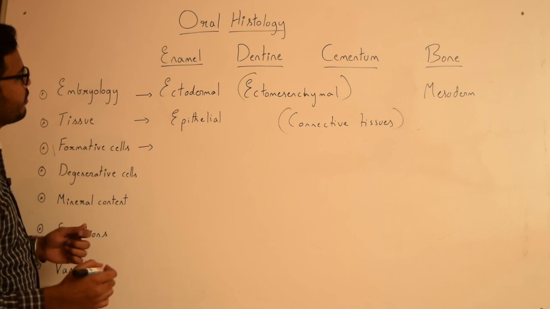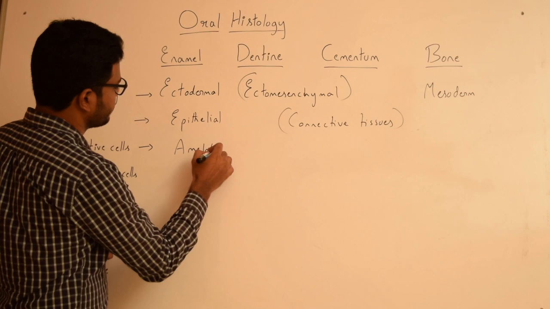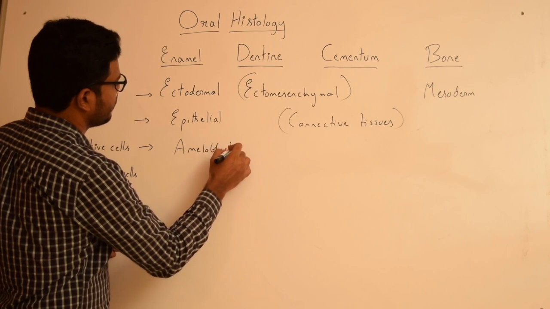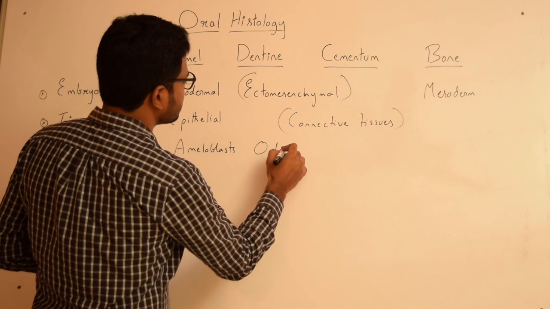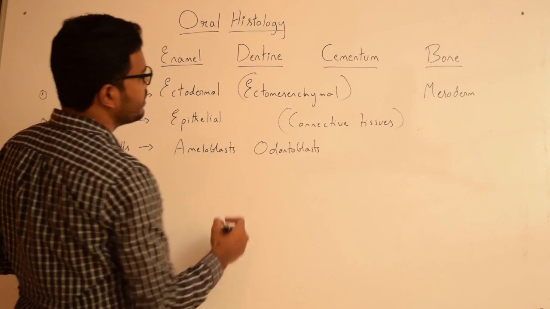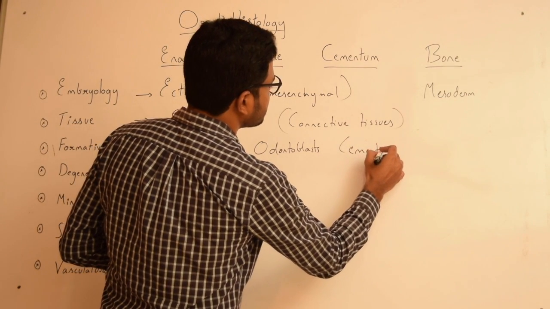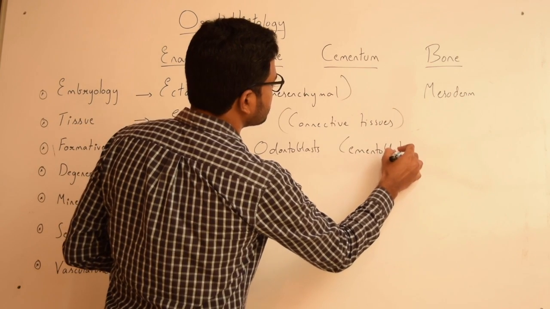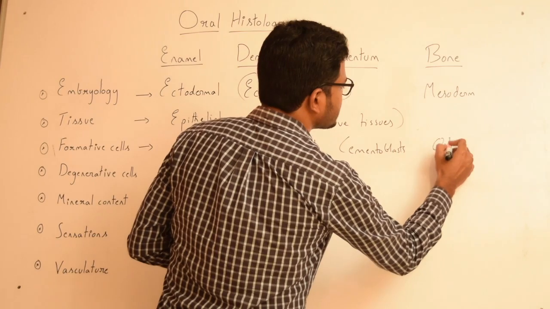So in enamel, the formative cells are ameloblasts, whereas in dentin they are odontoblasts, and in cementum they are termed as cementoblasts, and in bone they are osteoblasts.